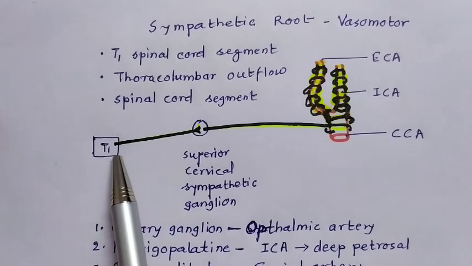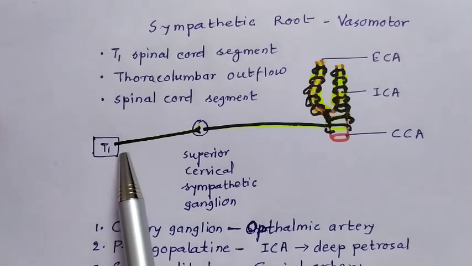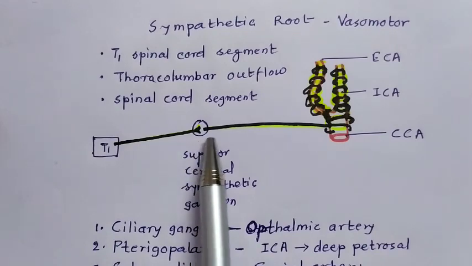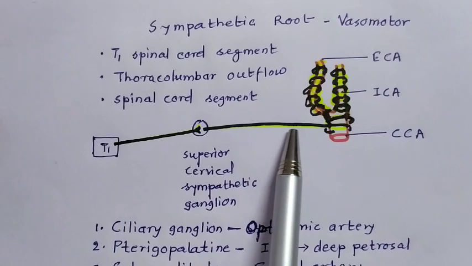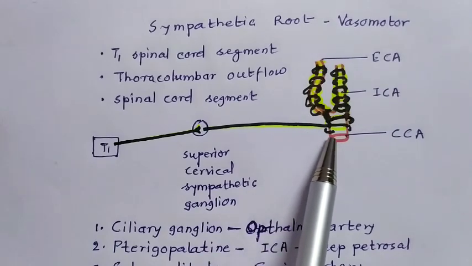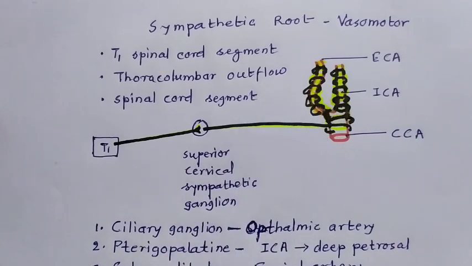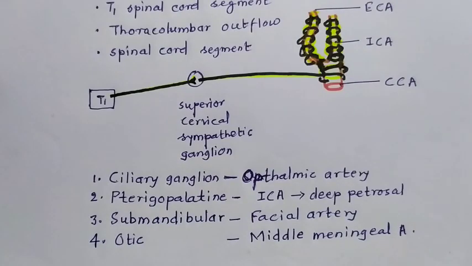and then the preganglionic fibers pass through the sympathetic chain and relay in the superior cervical sympathetic ganglion. The postganglionic fibers surround the common carotid artery and its branches, internal carotid and external carotid, and also their branches. The sympathetic route for the various peripheral parasympathetic ganglions is provided by the sympathetic plexus, which surrounds the nearby artery.